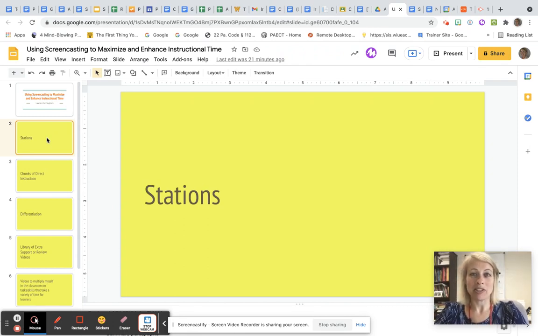So think about, as you go through this, and hopefully you are thinking as I'm talking, about what that might look like in your classroom and how you can use stations and how you can use screencasting to help you manage those stations and manage the instructions in those stations.